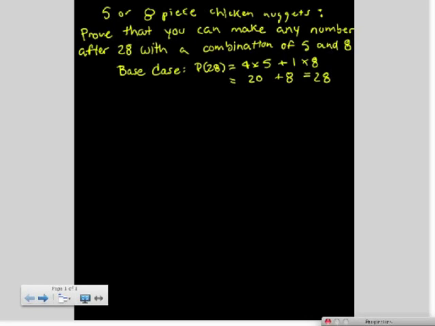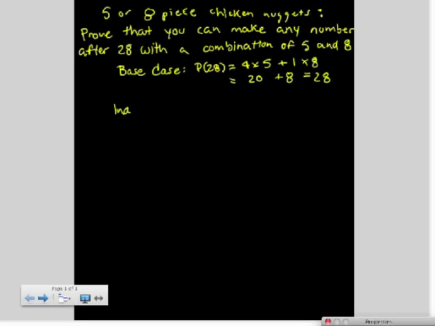So usually with your base case, you want to start with, in this example, it says any number after and including 28. This one also includes 28. So since it includes 28, you usually want to start with whatever the lowest number is. So 28 is our lowest number for our cases, so that's why we started with 28.